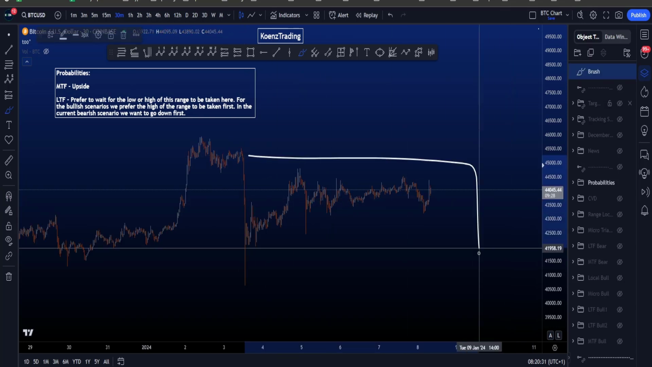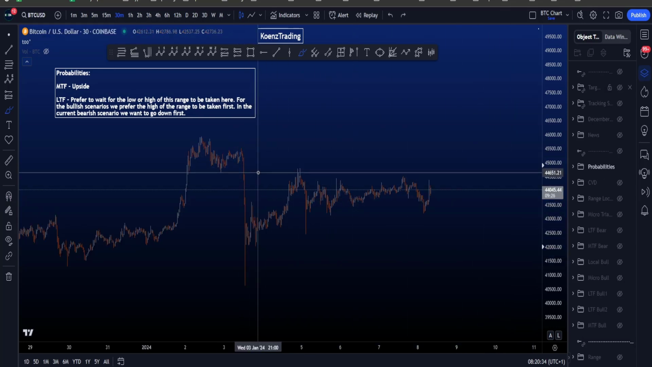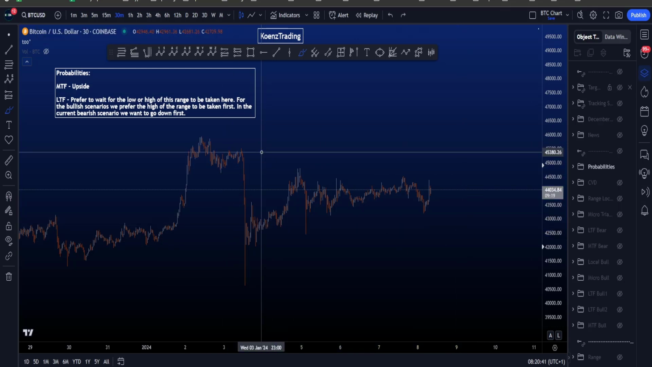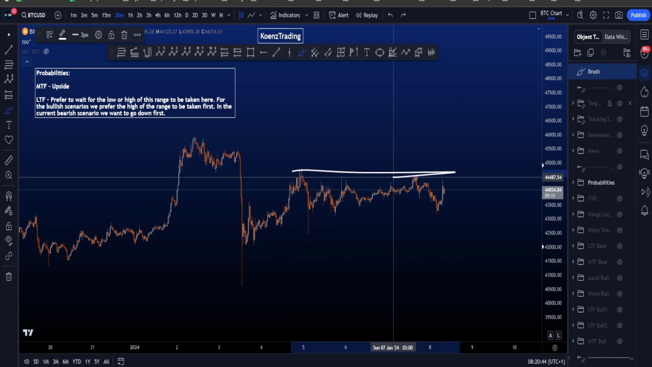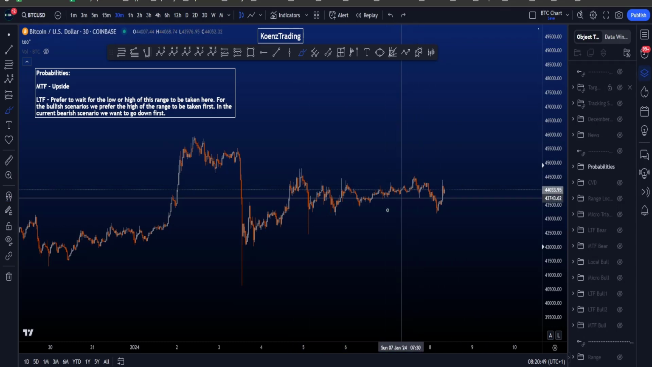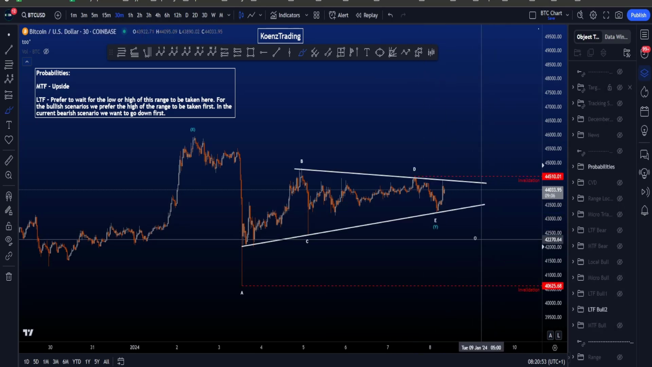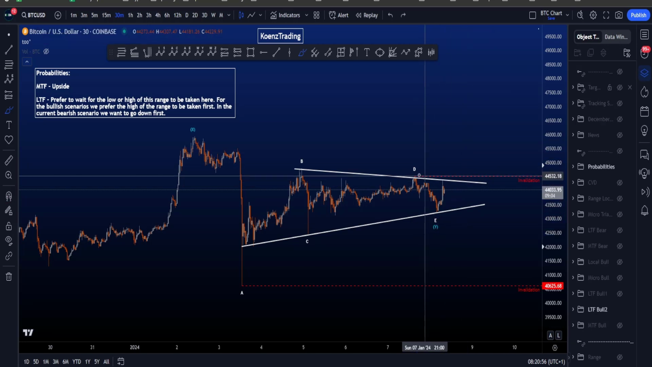However, on the low time frame, looking at this range here, I prefer to wait for the low or the high of this range to be taken. For the bullish scenarios, we are preferably seeing the high over here taken first. In the bearish scenario, we want to go down first. As a very quick summary, one can say, if this is wave Y and we're looking for a move up, we want to see this high here taken, right?